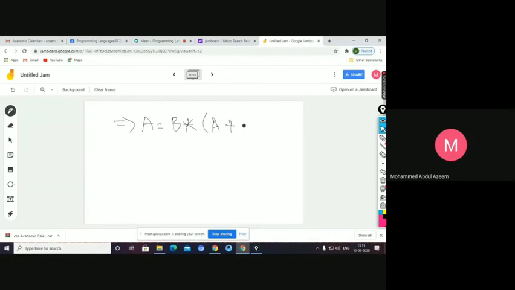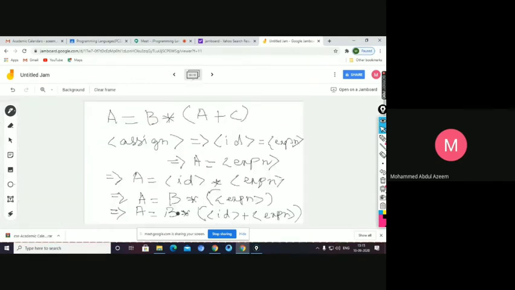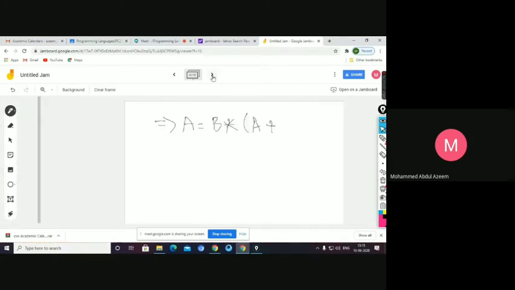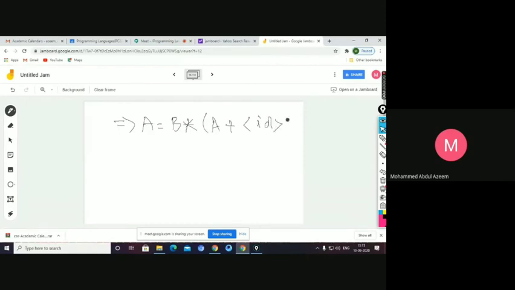Now ID plus expression I have, right? You can see here, you have A equal to B into ID plus expression. So in place of this ID, I have taken A in order to get this. But in place of expression, I need to get identifier only. It means I need to go with this definition for expression now, right? I should go with this definition. Expression can be defined as even ID also, right? So I can say expression is defined as ID.